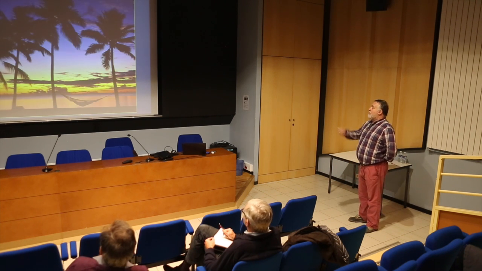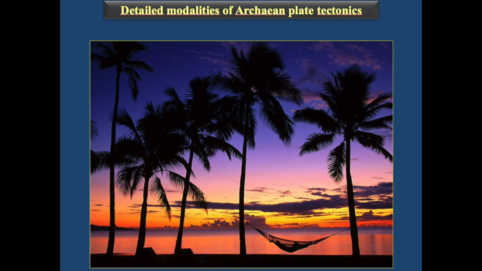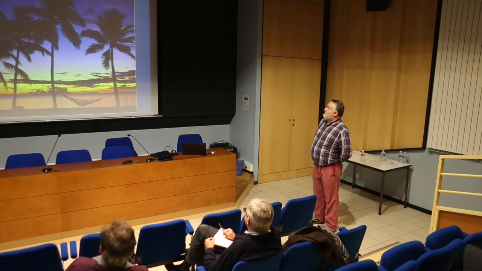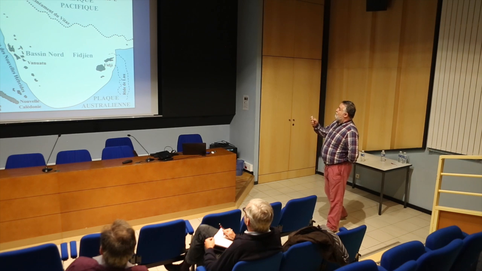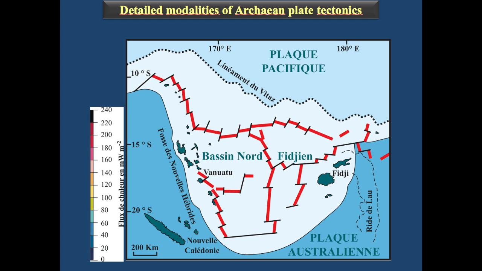So maybe we can just look at another place, which is pleasant if you drink some rum. This is the Fiji island, and this is the North Fiji basin. So we have here Fiji Island, New Caledonia, Vanuatu here, and the North Fiji basin is somewhere here. So here is the Pacific plate, here is the Australian plate.